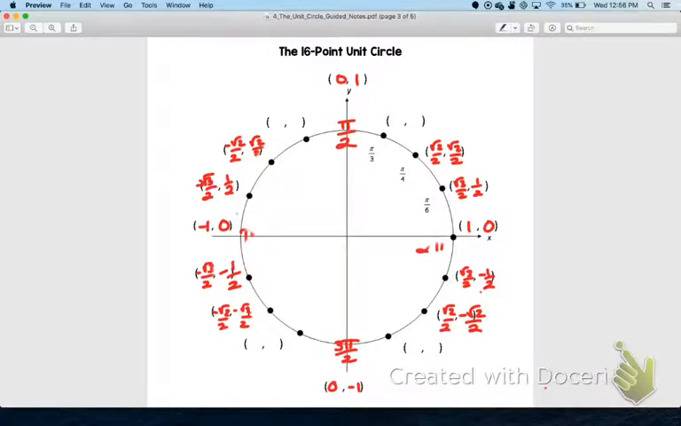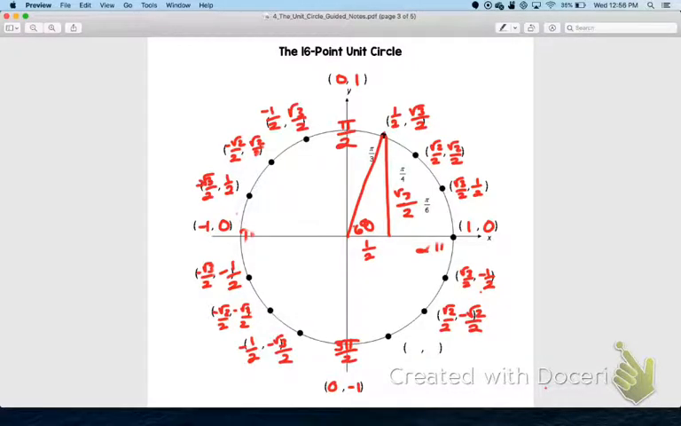Alright, so that leaves us with the 60 degrees, which goes up here to pi over 3. So 60 degrees, which tells me that my short leg is 1/2, and my long leg is root 3 over 2. So my x is 1/2, my y is root 3 over 2. Over here it would be negative 1/2, positive root 3 over 2. Down here it'd be both negatives, so negative 1/2, negative root 3 over 2. And over here it'd be positive 1/2, negative root 3 over 2. Whew, alright, there it is.